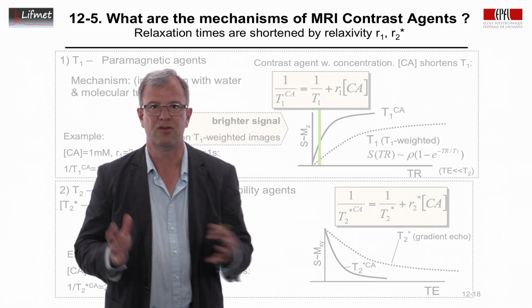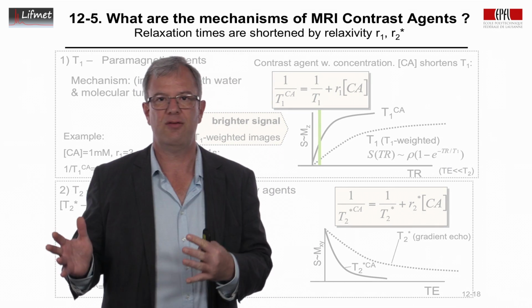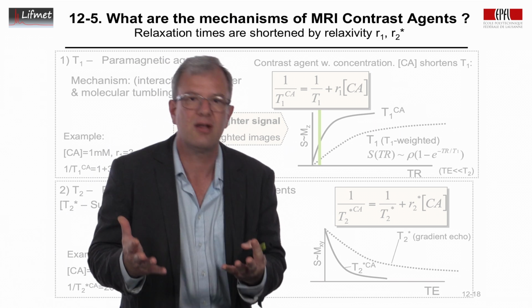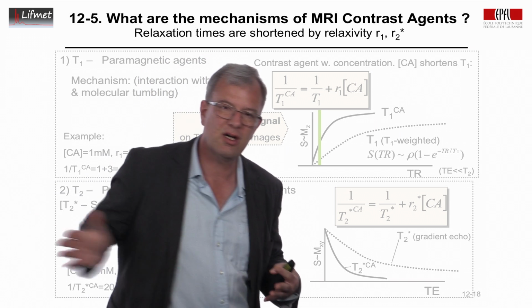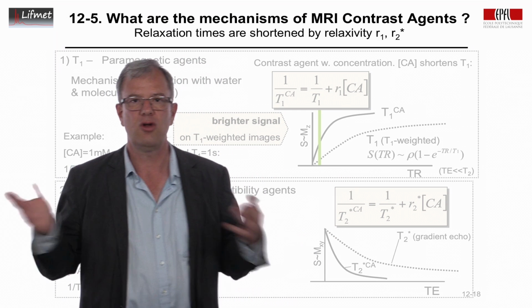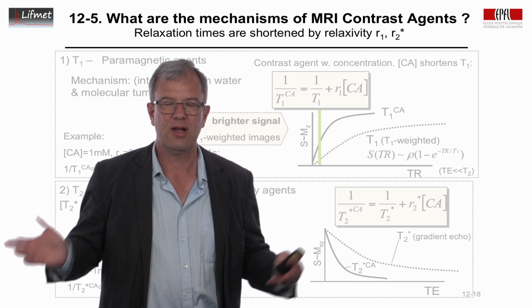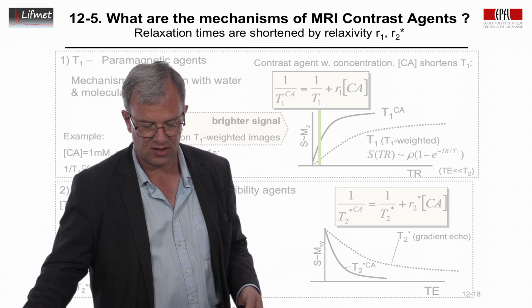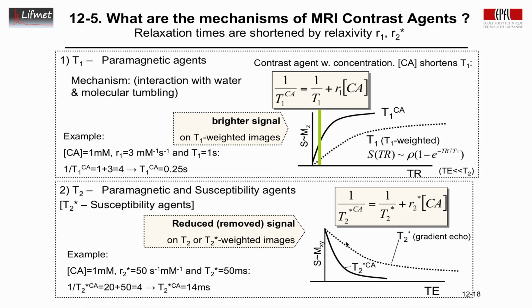Now imagine what happens. You're measuring at a TE of 50 milliseconds. Now the contrast agent comes in at a concentration of a millimolar. The T2 star is reduced to 14 milliseconds. At the TE of 50 milliseconds, you no longer have a signal. So while you were optimal for the absence of the contrast agent, now the signal has decayed.